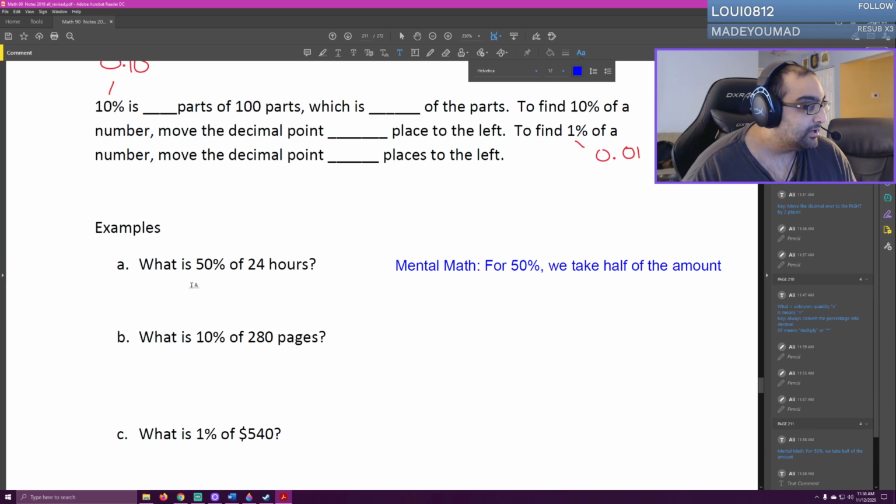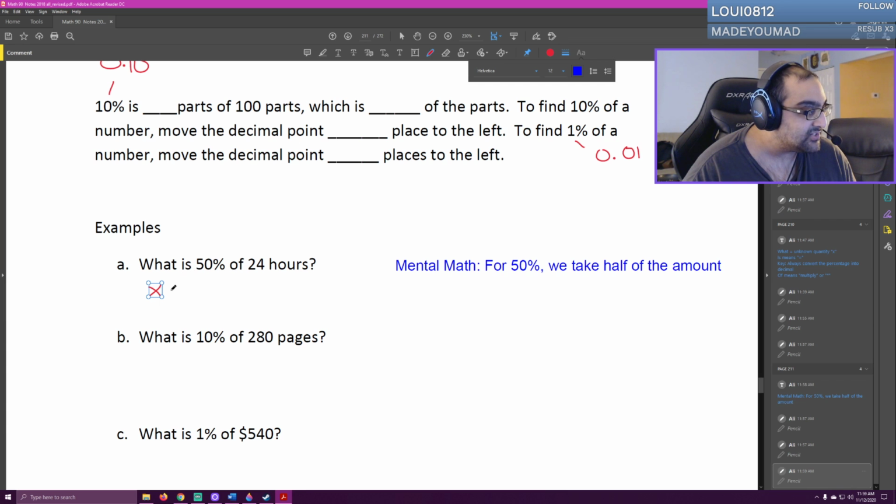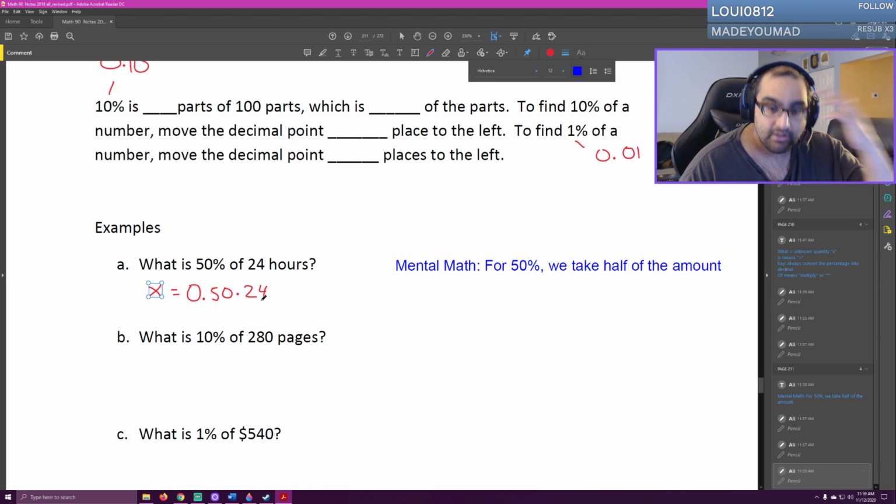In this case, if we want to set this up using our word problems, we would say what, which means x, is means equals, 50%, which is 0.50, of means times, and 24. Now, if you did the mental math here, you would have half of the amount, which is half of 24. So mental math would say half of 24 is 12. Not too hard.